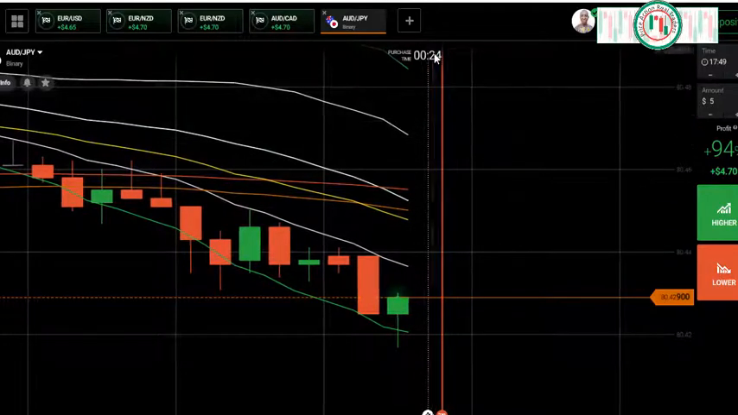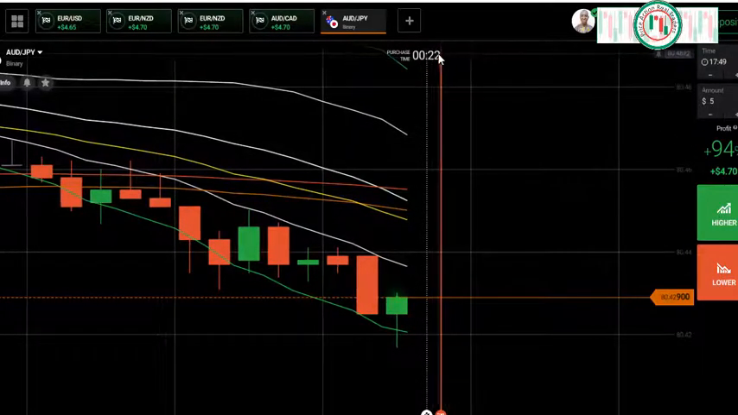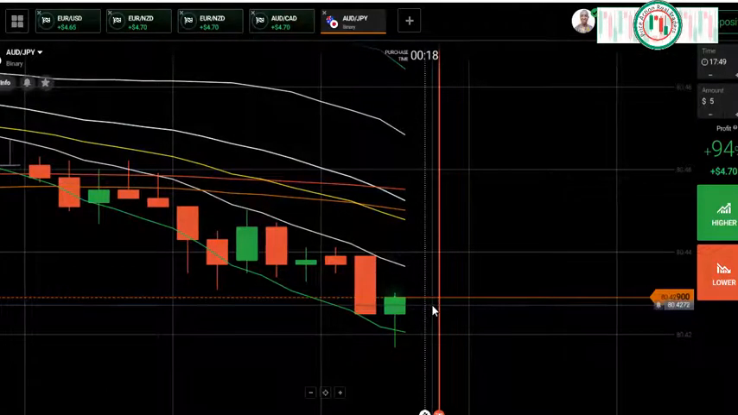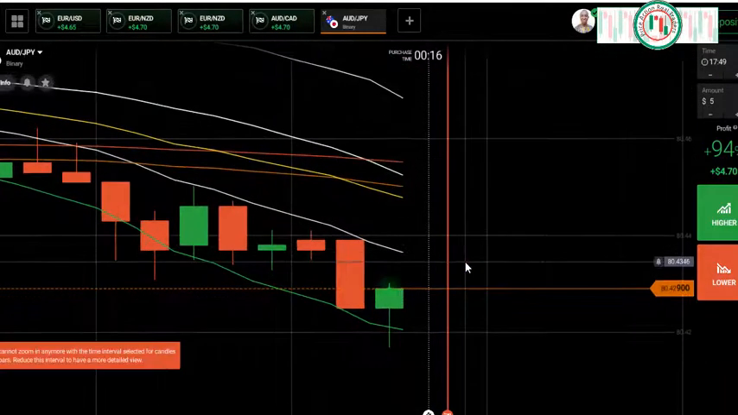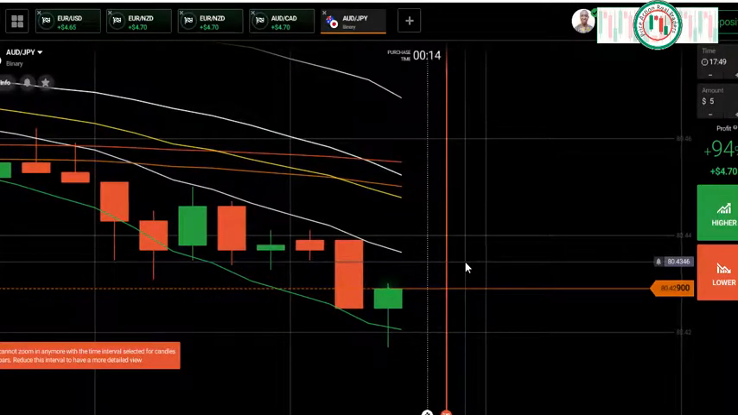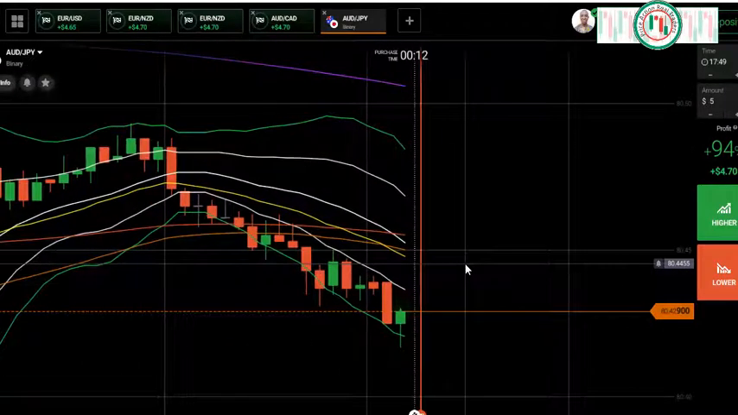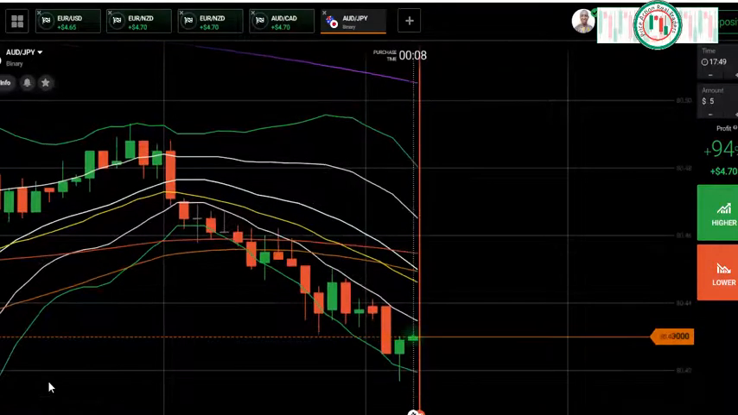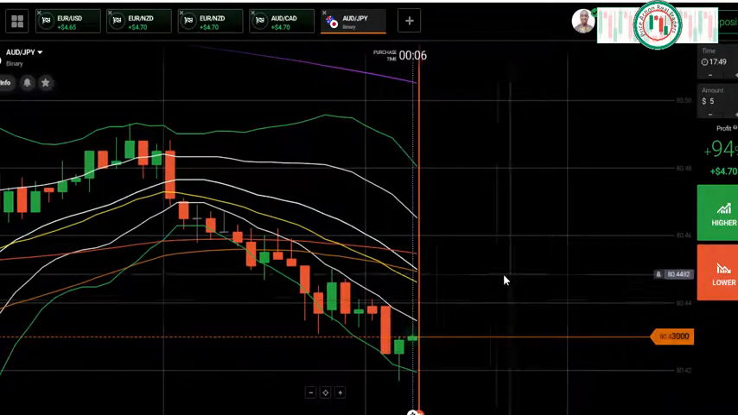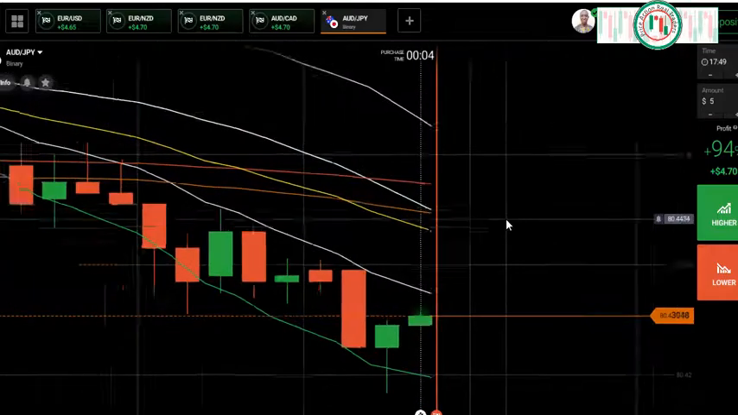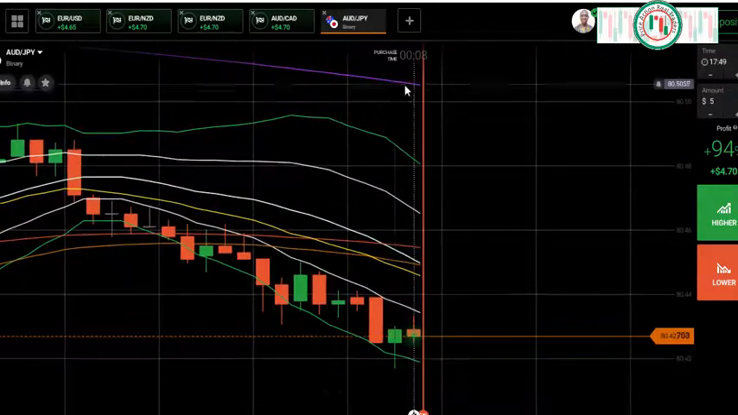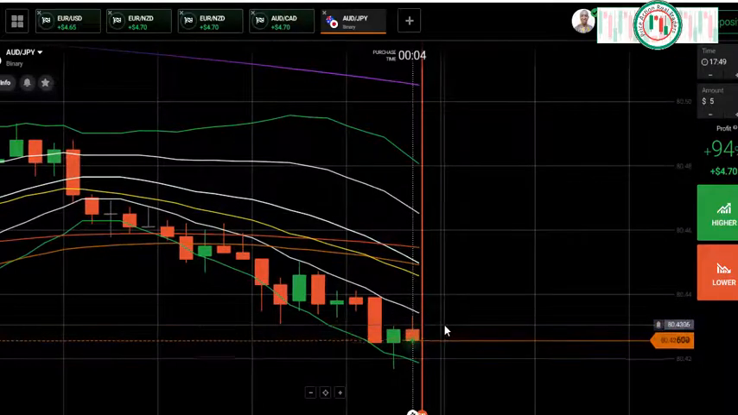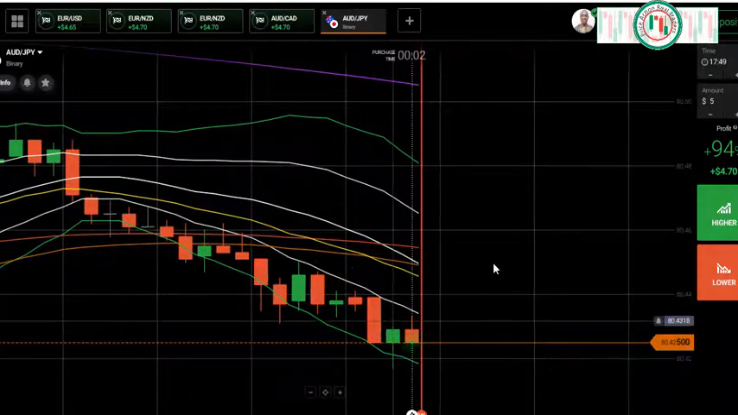But the network is not nice. You see, the next candle has entered, but still it's not showing. Network is bad, disconnecting. You see, so now it shows. So I cannot take a trade now. I don't know what happened because of the network.